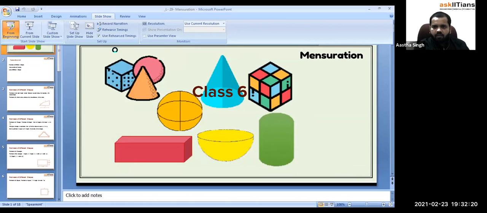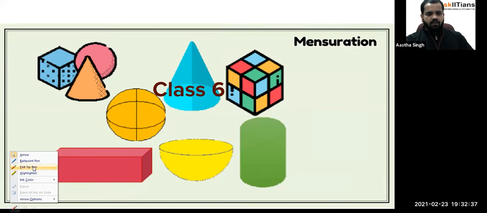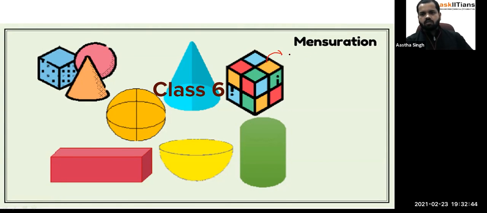We start from the very basics: how these shapes are formed and what is the meaning of calculating the perimeter, the area, the volume. In mensuration, we generally study shapes and calculate surface areas and volumes. I think this shape is very familiar to you all, because this is your cube. It is generally your Rubik's cube shape. You all have played it, I think.